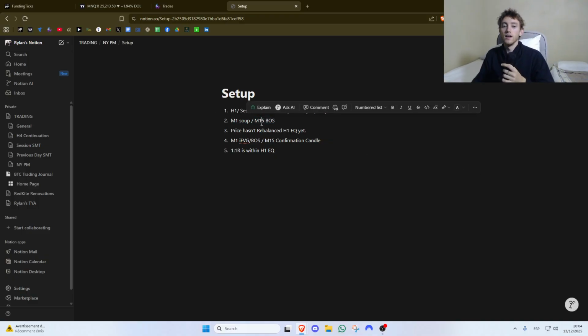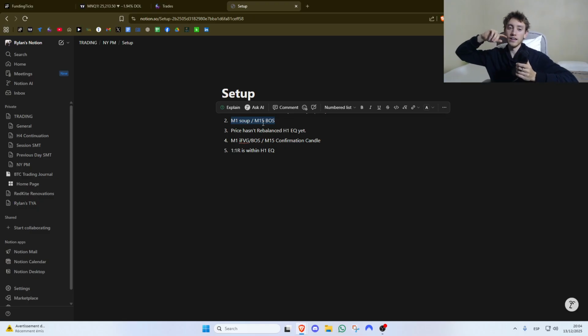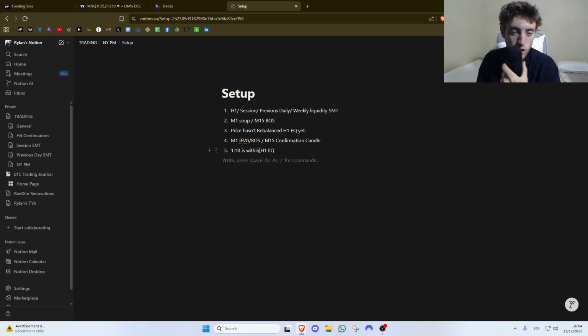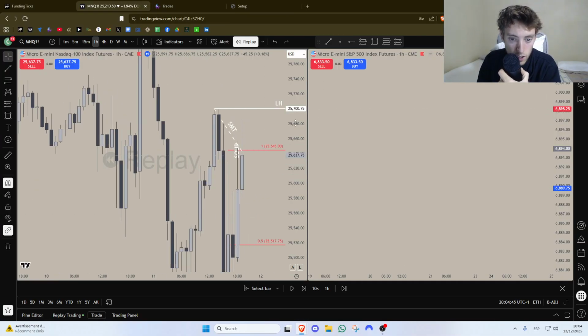Whatever. Okay. M1 SMT, 15-minute break of structure. Make sure price hasn't rebalanced to the H1 equilibrium yet. And then enter on an inverse fair value gap or break of structure on the M1, or a confirmation on the M15. Target a 1-to-1R. So let's look at this one now.